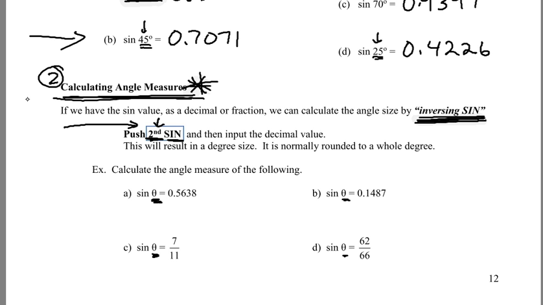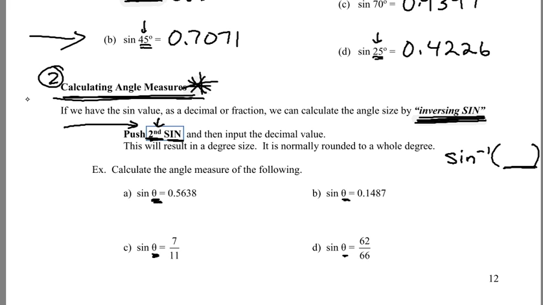You will see that when you hit inverse sine, you'll know you're in the right situation because it's going to give you that on your display if you have the graphing calculator. That little -1 says we are inversing sine. And then we're going to put a decimal or fraction value. So let's try the first one.